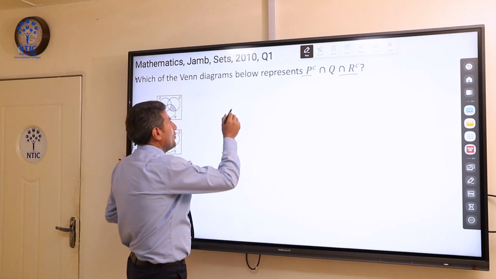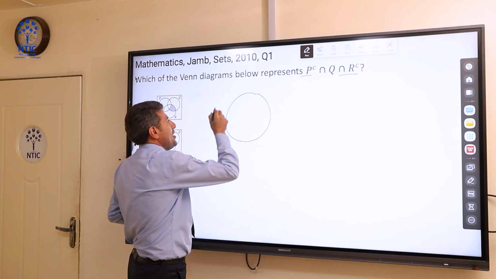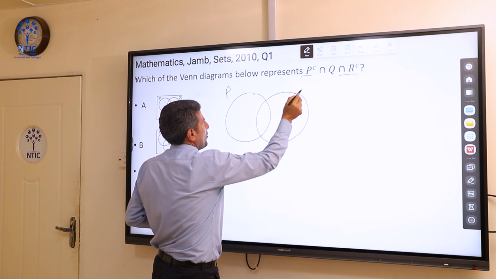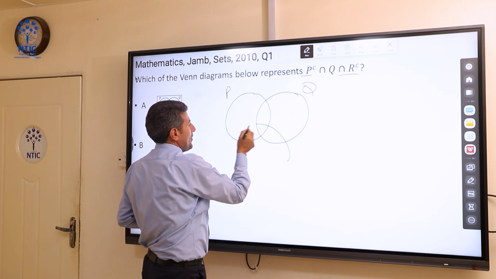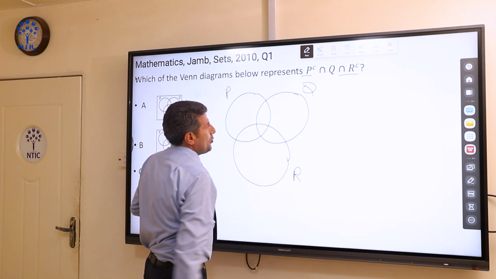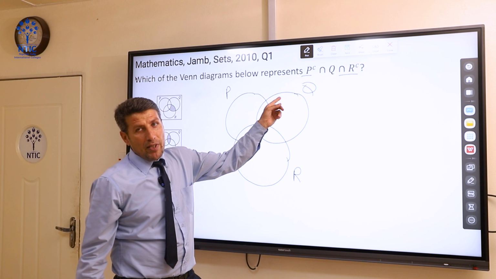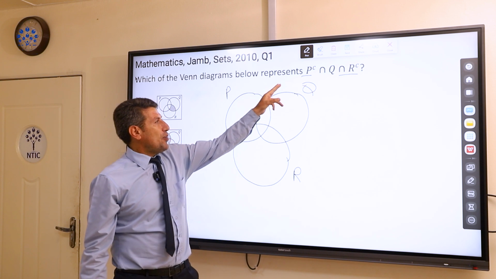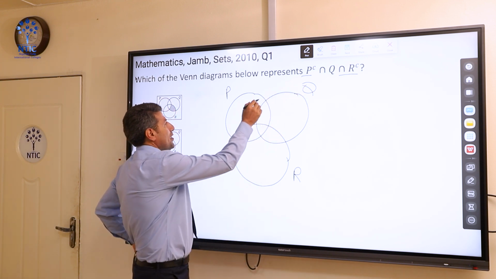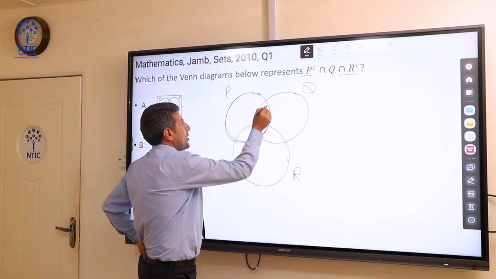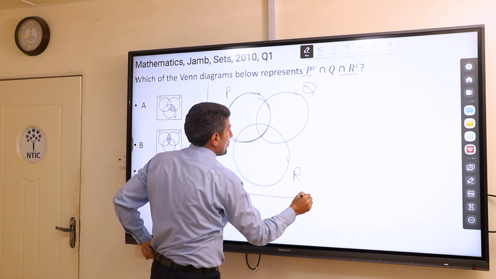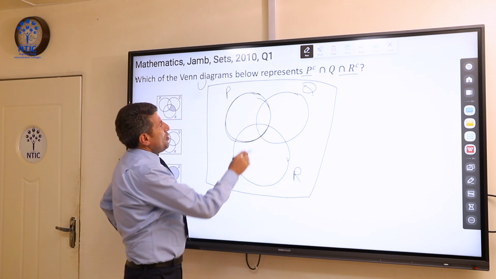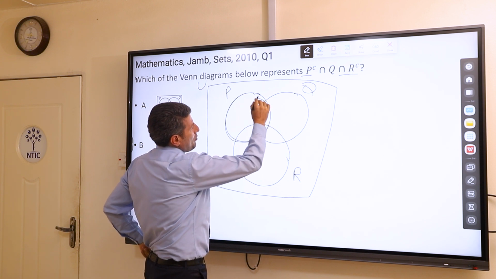first of all, let us draw Venn diagram. Again, let's say this is our set P, and this is our set Q, and then we have another set R. So we are going to find P complement intersection Q intersection R complement. First of all, P complement means all the area outside P. Let me also draw the universal set, which consists of all these sets.